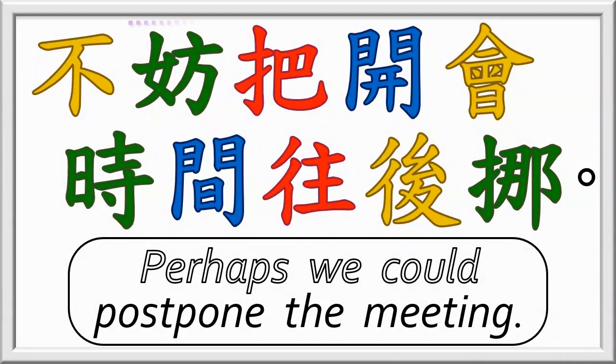The second phrase is 不妨, meaning literally, there's no harm in doing whatever is about to be proposed. English might also translate this phrase as, you might as well, or perhaps you could do this. 不妨 usually appears at the beginning of a sentence to offer a suggestion in response to what was just said. 不妨把开会时间往后挪. Perhaps we could postpone the meeting.